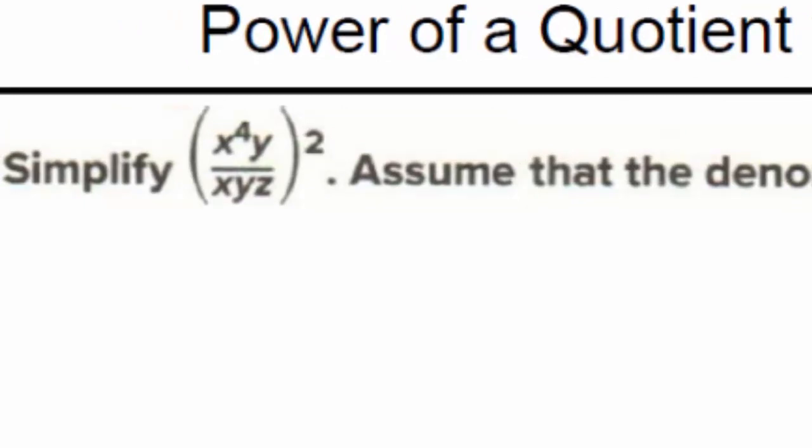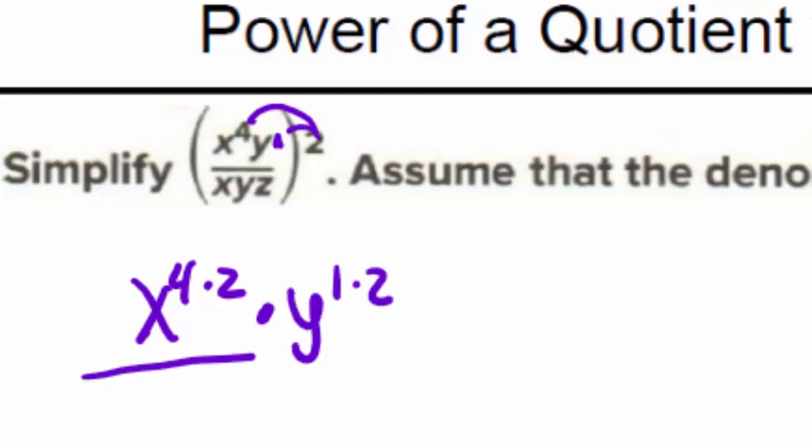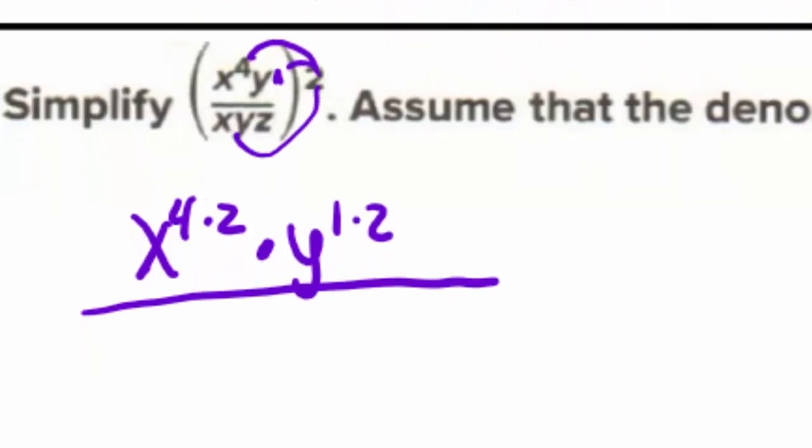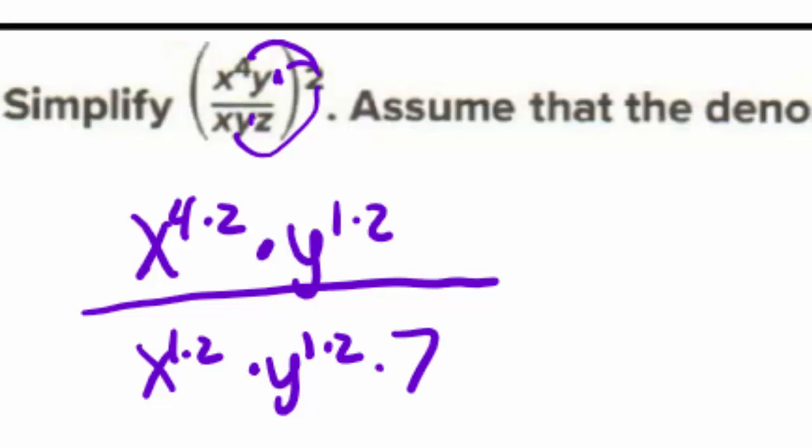So the first thing I'm going to do is distribute this power of 2 to the power of x to the 4th. So that's going to be x to the 4 times 2, times, and then there's a 1 on the y, so distribute that, and I get y to the 1 times 2. Draw my fraction bar. And then I'm going to distribute the 2 to the x on the bottom, so that's x to the 1st times 2. And then we've got a y to the 1st, so it's y to the 1st, and when I distribute the power, I get times 2. And I also have a z down there to the 1st, and I distribute the 2 to the z, and I get times 2 there as well.